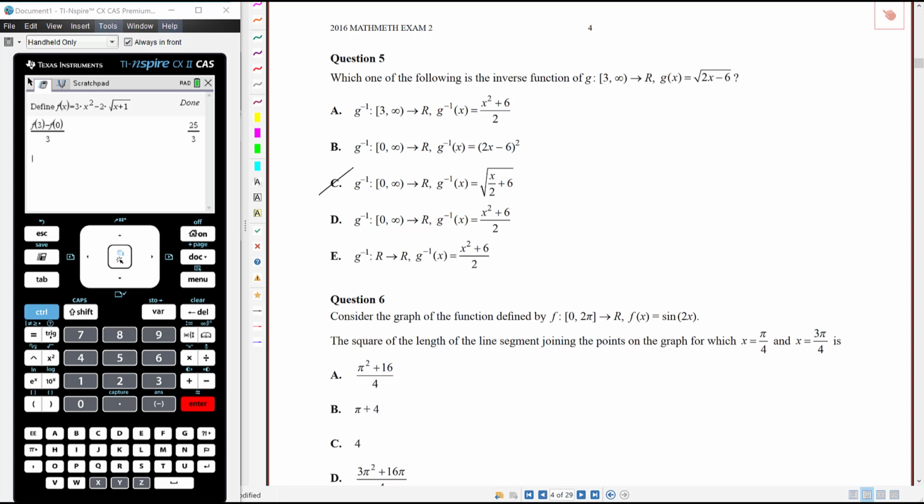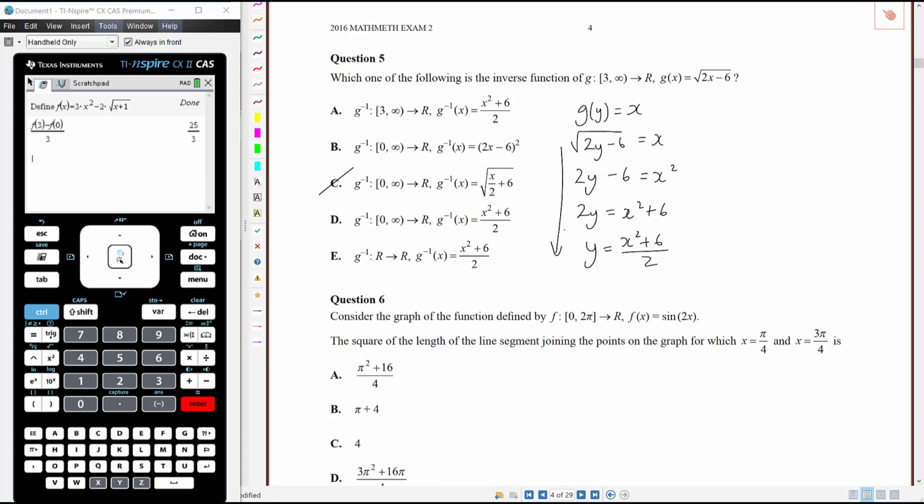So try and just take a moment of logical thought. Can you kind of rule anything out straight away? It's also probably pretty unlikely that the domain of the inverse is the same as the domain of the original, so I'm thinking A is probably not correct, but let's work things out before we assume that. Okay, so g of y equals x for the inverse function, so that is square root of 2y minus 6 equals x. Squaring both sides, 2y minus 6 equals x squared, 2y equals x squared plus 6, and y is x squared plus 6 on 2.